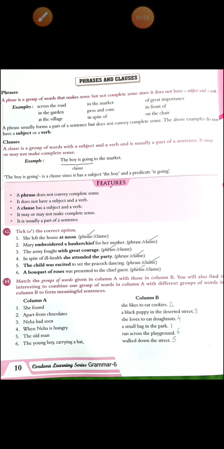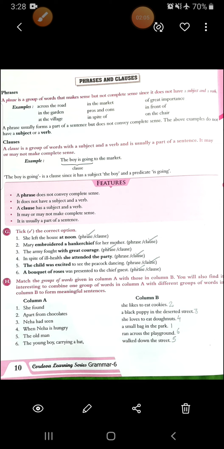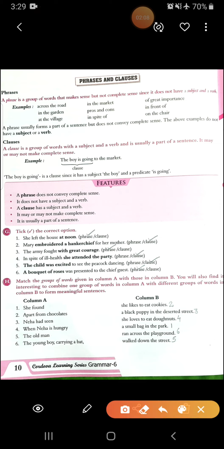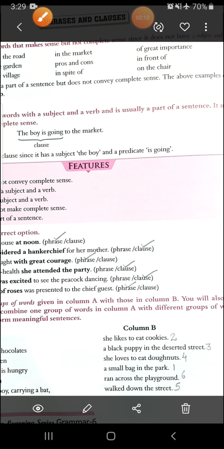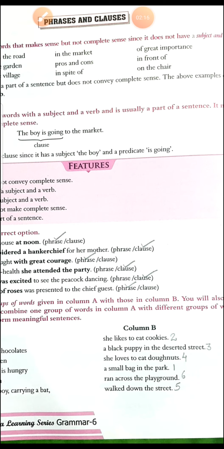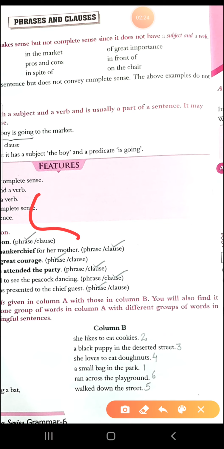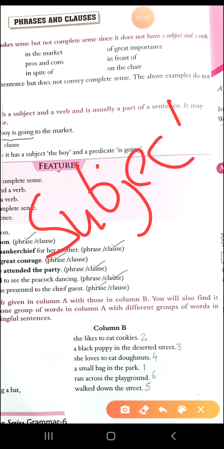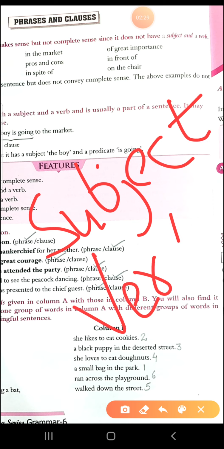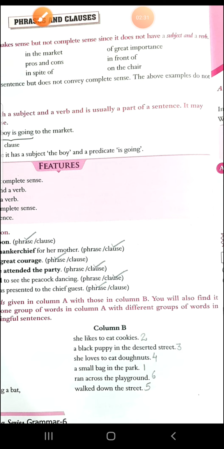But here what we are saying about a phrase is that a phrase is a group of words just like sentences, but what you have to remember, see this word, is that it makes not complete sense. So here you can see it is not making complete sense. Why is it not making complete sense? Because it doesn't have a subject and verb. So remember this, a phrase doesn't have a subject and a verb.